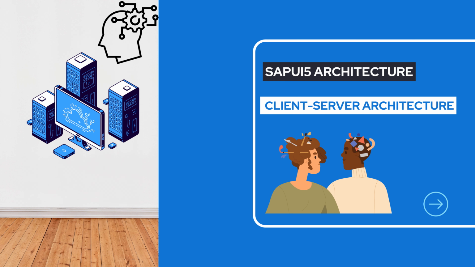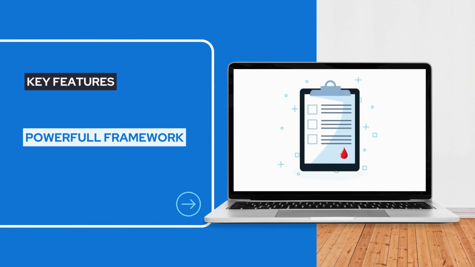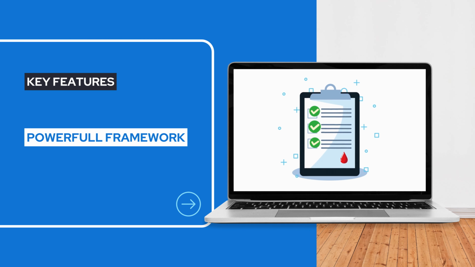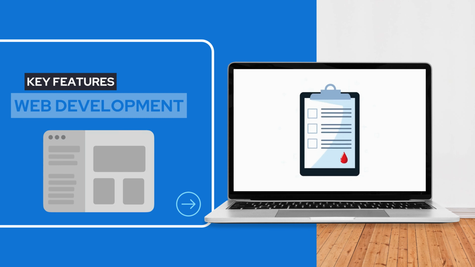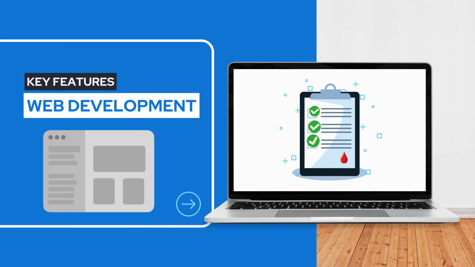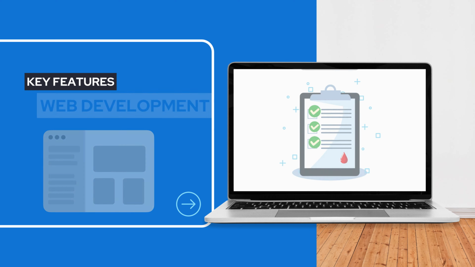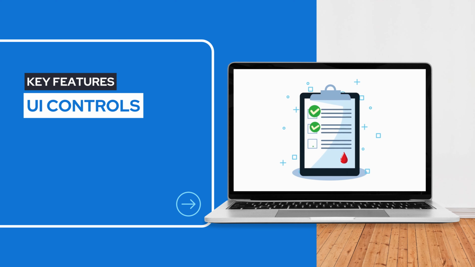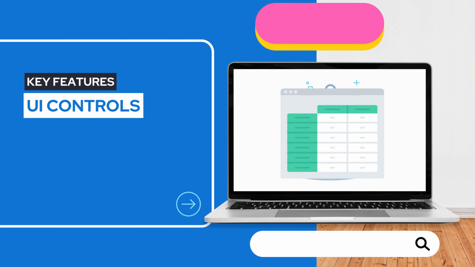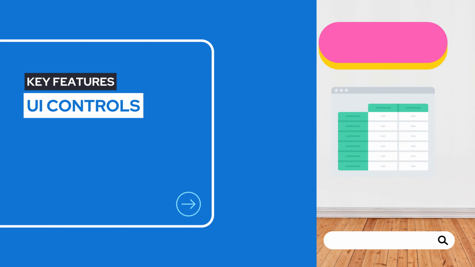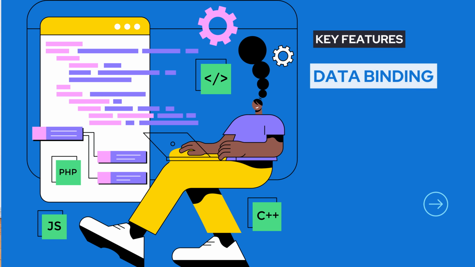interface and interaction. SAP UI5 offers several key features that make it a powerful framework for web application development. It provides a large set of ready-to-use UI controls, such as buttons, tables, and input fields, which can be easily customized and styled. SAP UI5 supports data binding, allowing you to connect UI elements with backend data sources seamlessly.